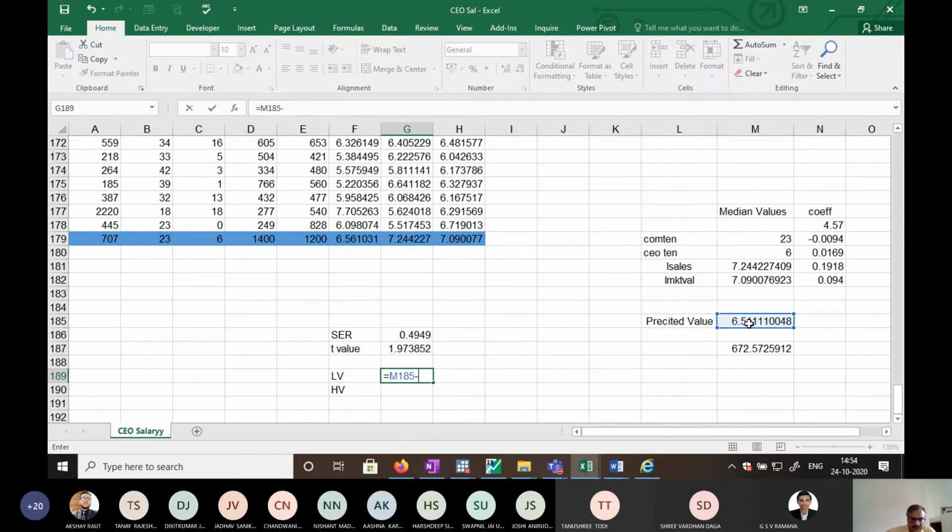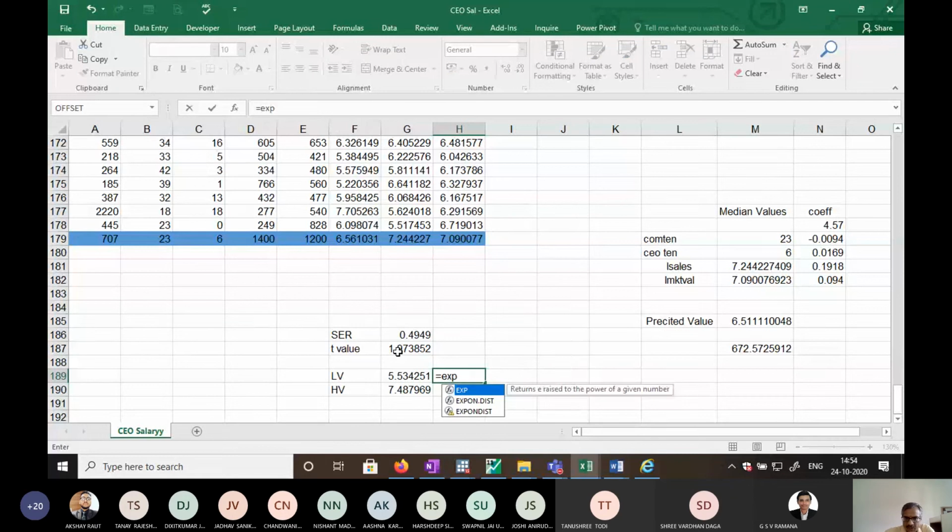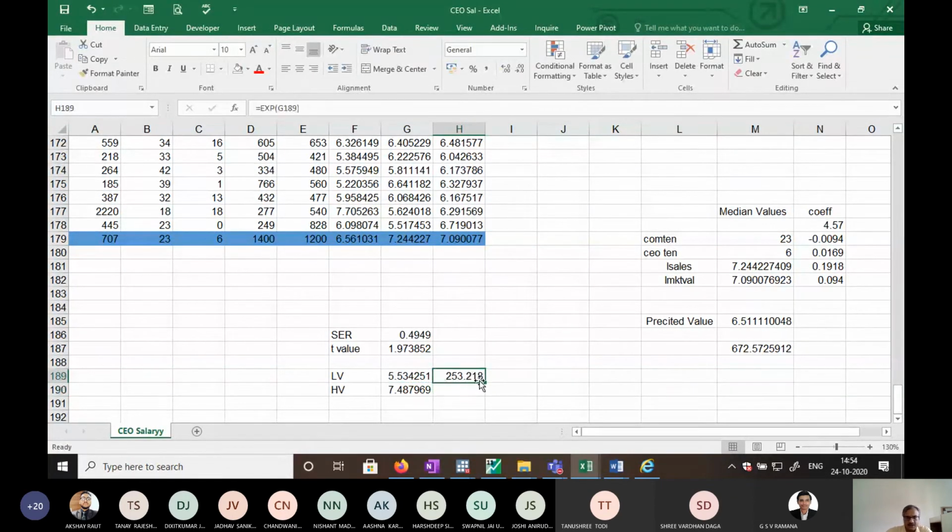For the lower value, we take the estimate minus the standard error of the regression times the t value at the level of significance. That is the lower, and to calculate the upper value, it is the standard error times the t value added. Then I take the EXP of these numbers and get the average lower and upper bound salaries. So this is the actual answer.